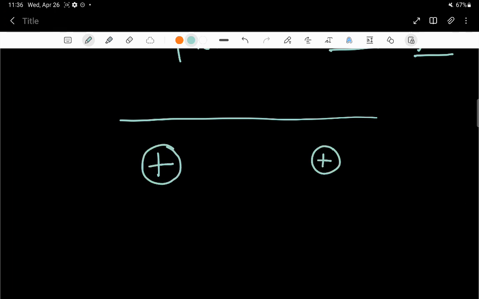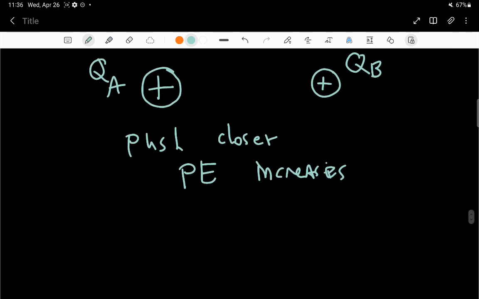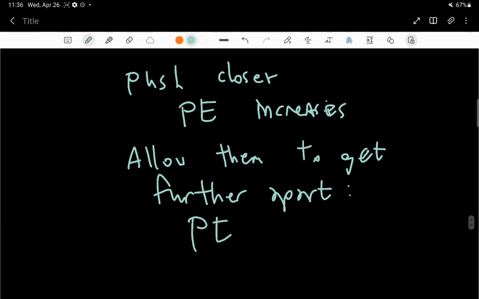This very same scenario plays out, for example, if you have two positive charges. Let's say this is called QA, and this is called charge B. And what's interesting, if you push them closer to each other, then you increase the potential energy. So the potential energy increases. And if you allow them to get further apart, the potential energy decreases instead.